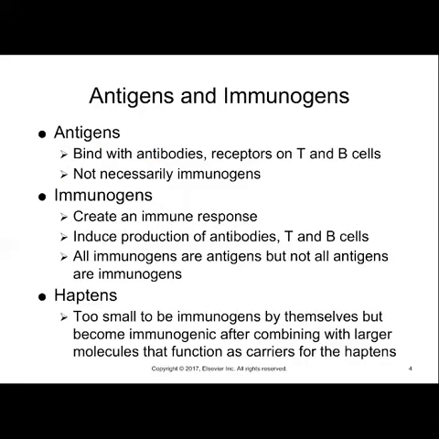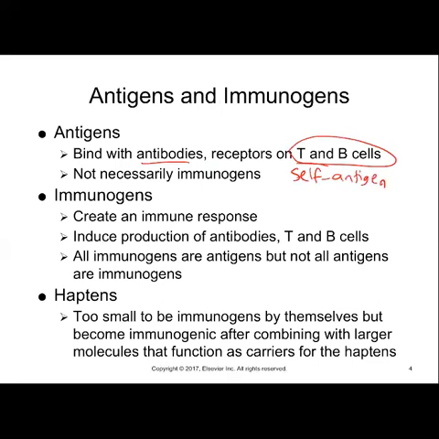So again, coming back to antigens, we'll talk about these in a minute in a diagram, but these are important for allowing the immune system to recognize something as being foreign. They bind to antibodies, and they also bind to T and B cells, which are the main type of cells. They're not necessarily immunogens, but they can be, right? So immunogens are things that create an immune response. Self-antigens would be an example of something that's an antigen, but not an immunogen.